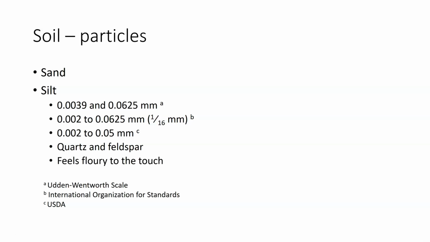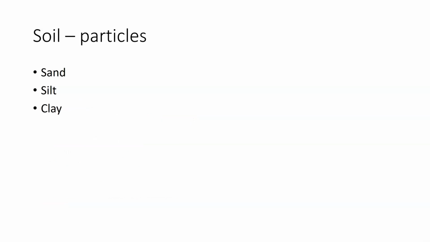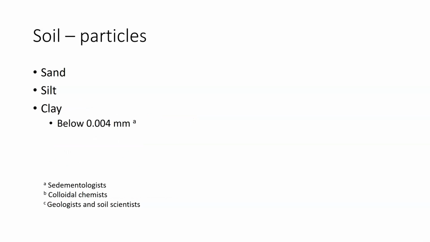Silt feels floury to the touch. It doesn't quite have large enough particles to feel gritty, so it's kind of floury. When we look at clay, according to sedimentologists, we're looking at 0.004 millimeters. If we talk to colloidal chemists, they're going to look at 0.001 millimeters. If we talk to geologists and soil scientists, we're going to look at 0.002 millimeters. They're all in the same area, 1, 2, or 4 microns in diameter.